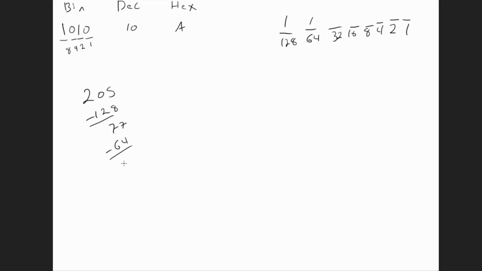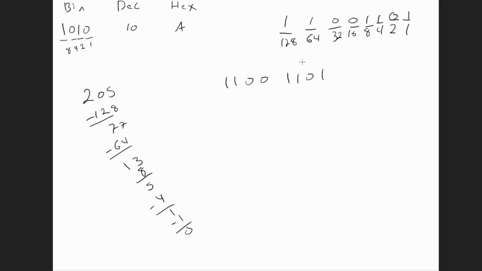That should leave 13. Does 16 go into 13? Or sorry, does 32 go into 13? No. Does 16 go into 13? No. Does 8? Yes, it does. Does 4 go into 5? Yes, it does. Does 2 go into 1? No. Does 1 go into 1? Yes. So our binary number for 205 is 11001101.